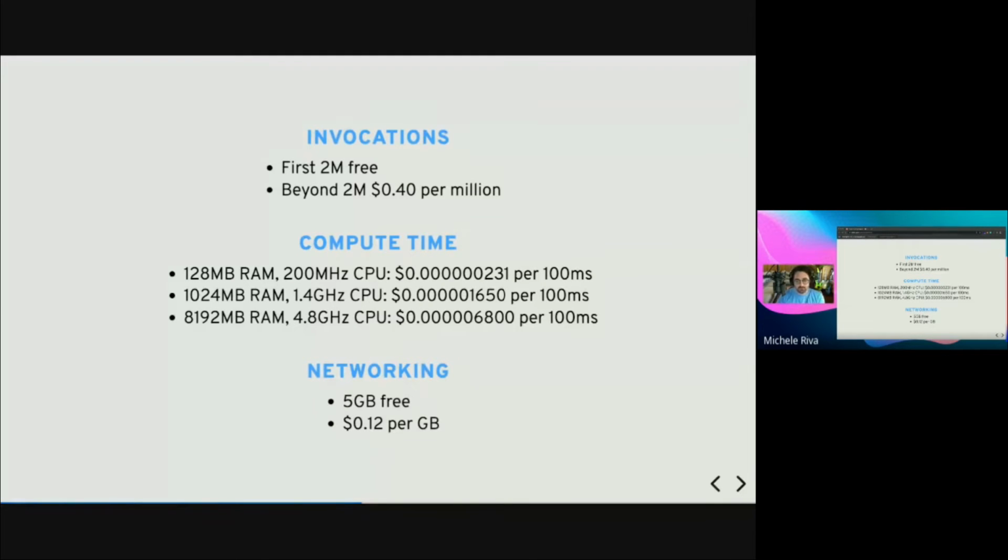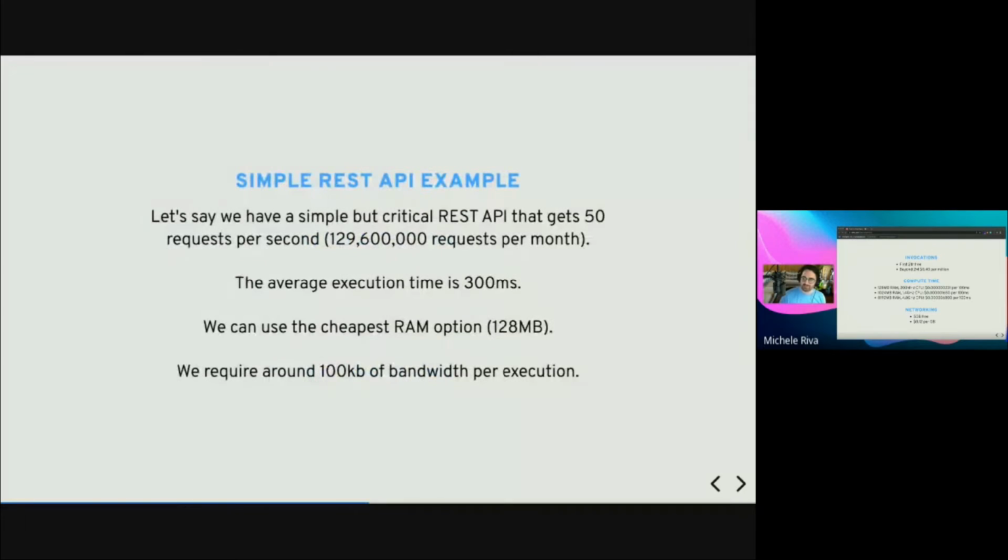We also pay for compute time. So 128 megabytes of RAM costs such a low number that I can't even pronounce it in English. So it's really, really cheap. And then we have to pay for networking. So we have the first 5 gigabytes for free, and then we pay only 12 cents per gigabyte, which sounds cheap, right? Let's do some math.